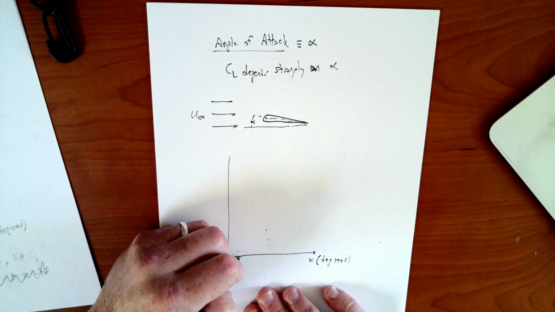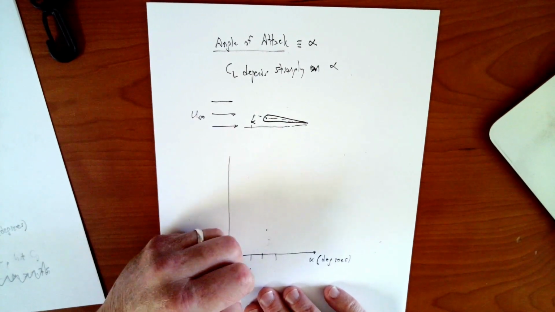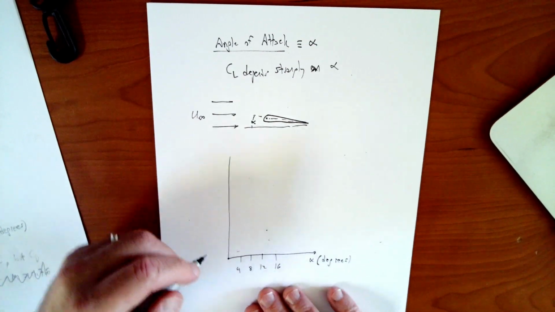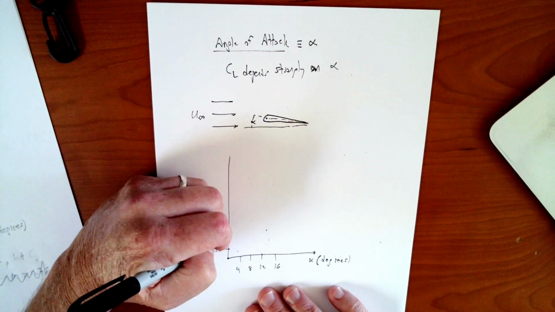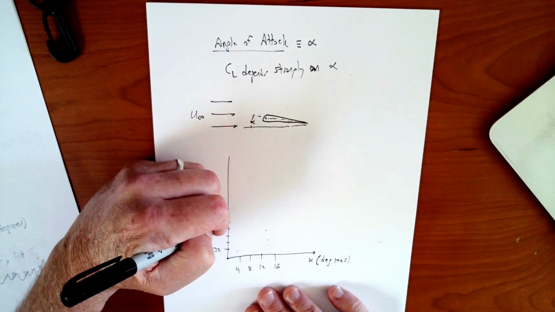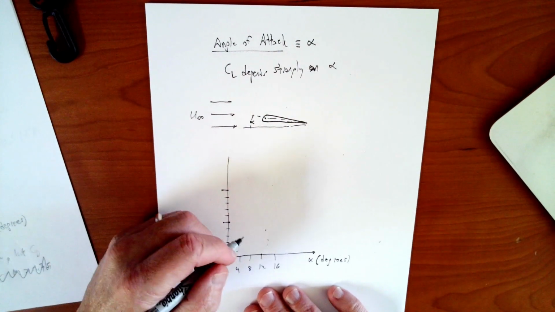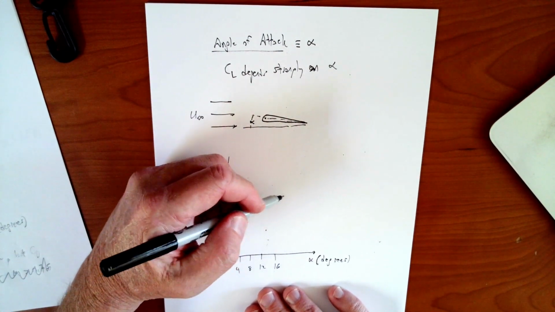So we're going to map it at 4, 8, 12, and 16 degrees. These are degrees of angle of attack: 4, 8, 12, and 16. And then my lift coefficient goes from 0.2, 0.4, 0.6, 0.8, 1, 1.2, 1.4, 1.6, 1.8. So it goes up to about 1.7 at its maximum, which is up here somewhere.